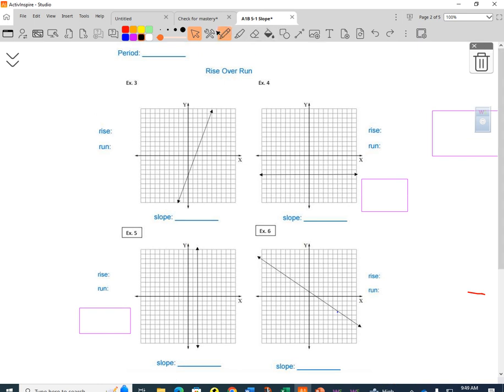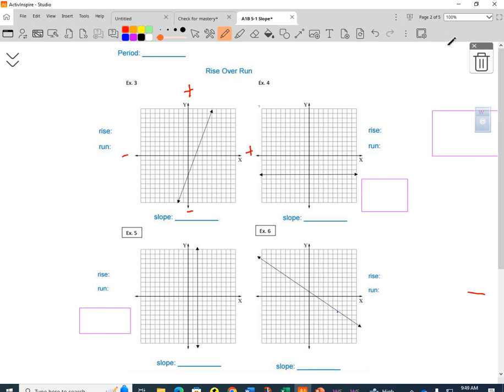Another thing real quick: if you go up on a coordinate plane, is that positive or negative? Good. If you go down, is that positive or negative? If you go to the right, is that positive or negative? Good. And if you go left, is that positive or negative? Okay, so that's something we need to know, because remember, it's numerical, so we need to know whether we're dealing with a positive or a negative number. It's going to be a fraction.